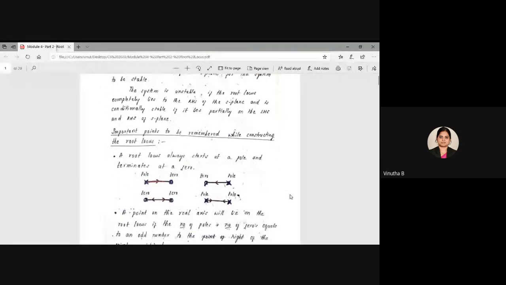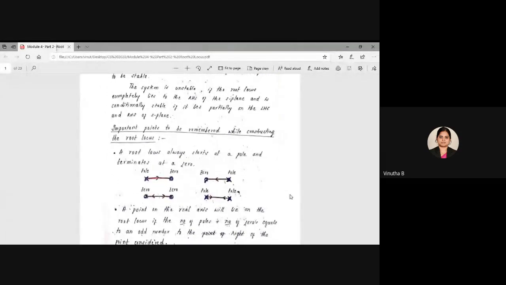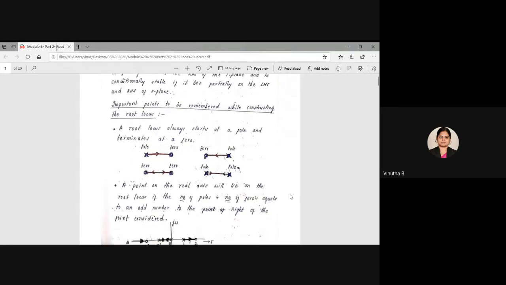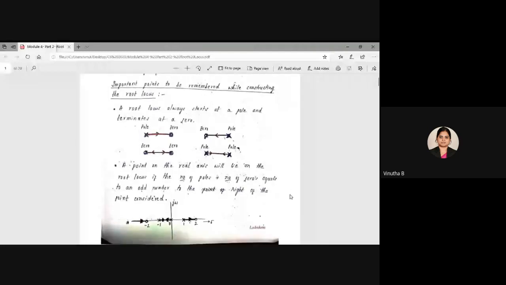So when will you say the system is unstable in case of root locus? If the root locus completely lies on the right hand side of the S plane, it is unstable, and it is conditionally stable if it lies partially in the left half and right half of the S plane. So this is how you come to a conclusion whether the system is stable or not with respect to root locus. Now I have listed a few important points to be remembered when we are constructing the root locus.